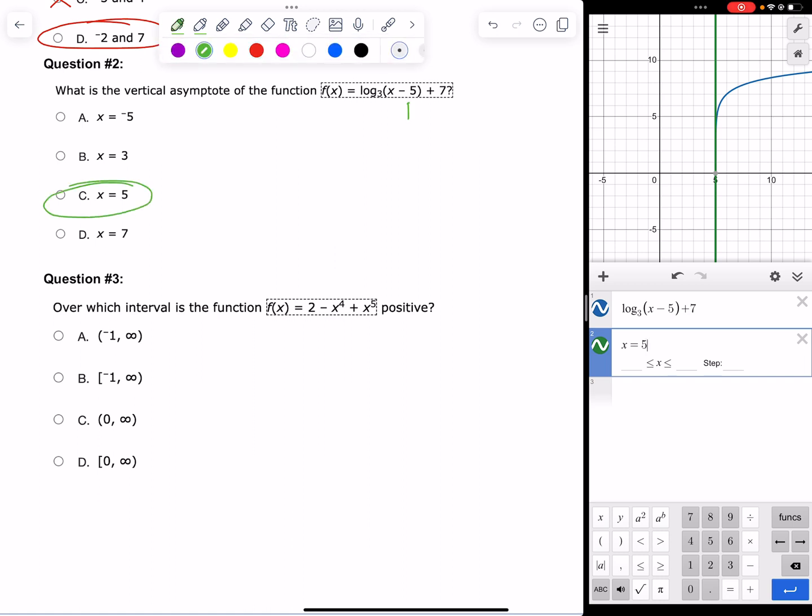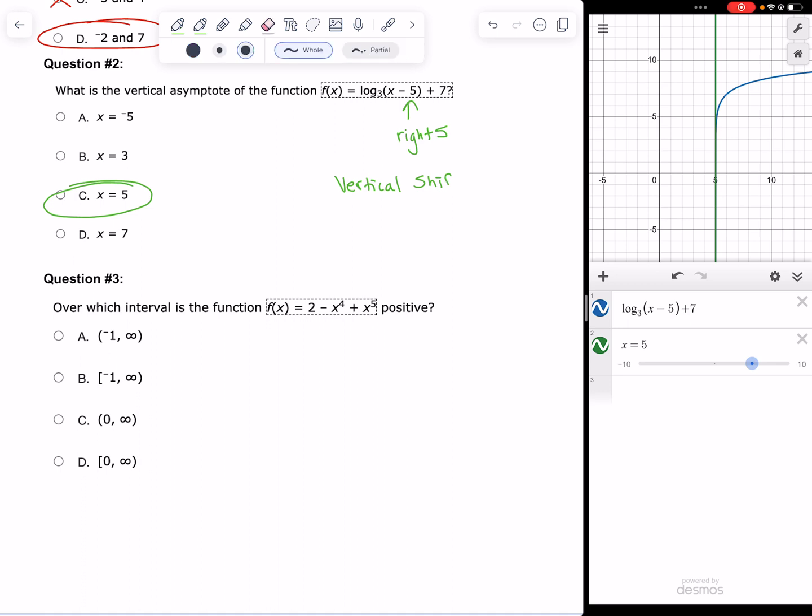You also can tell that that's the case because it shifted right 5 because of that x minus 5 in the grouping symbol. And that is what makes the vertical asymptote shift. So vertical, I didn't mean to write shift. Vertical asymptote goes with the fact that it shifts left or right. So it's at x equals 5 for that reason.